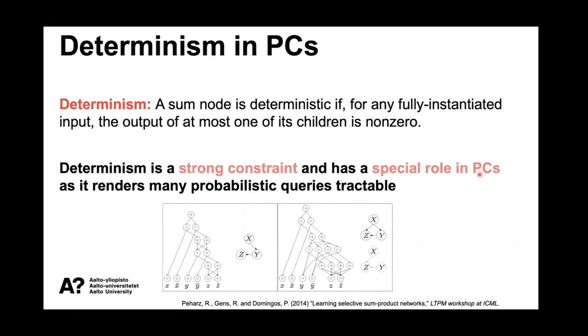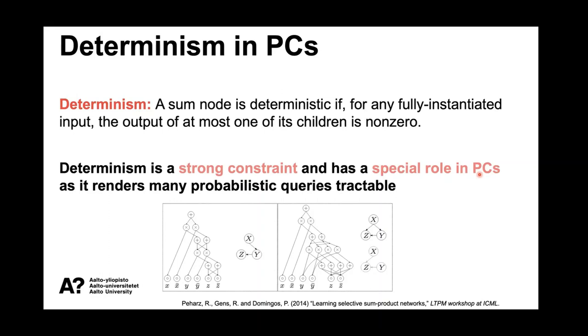Probabilistic circuits have been introduced in order to study their structural properties, and one special property is called deep determinism. That's a very strong constraint. I'm not going to explain in detail now what this is, but just that this constraint is quite strong on the structure of the network. It has a special role in the way that it renders many probabilistic queries tractable, like maximum a posteriori inference and those kinds of things.